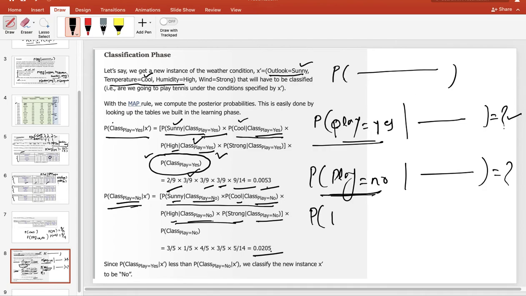You will get this to be 0.0205. Now you can see that out of these two probabilities, this is higher. That means the class should be no. That means with the given weather conditions we should not play. Since the probability of class play equal to yes is less than the probability of class play equal to no for the given weather forecast or data point, we classify the new instance x dash to be no.